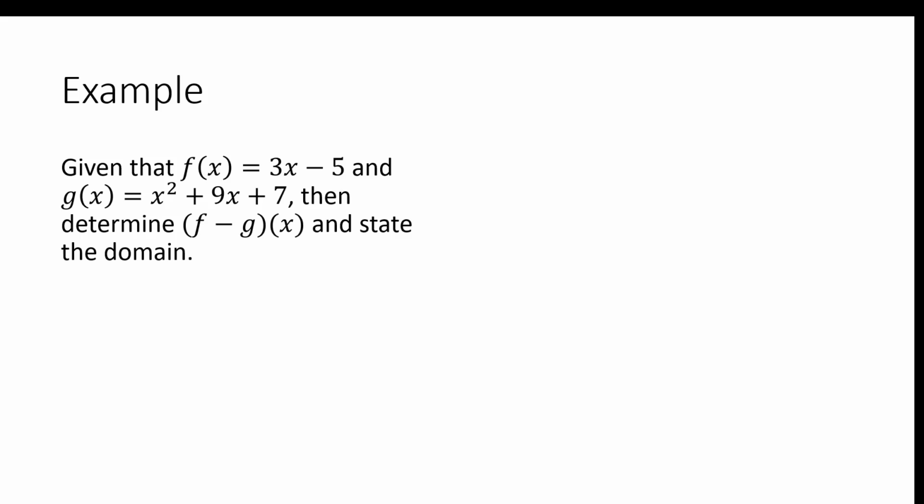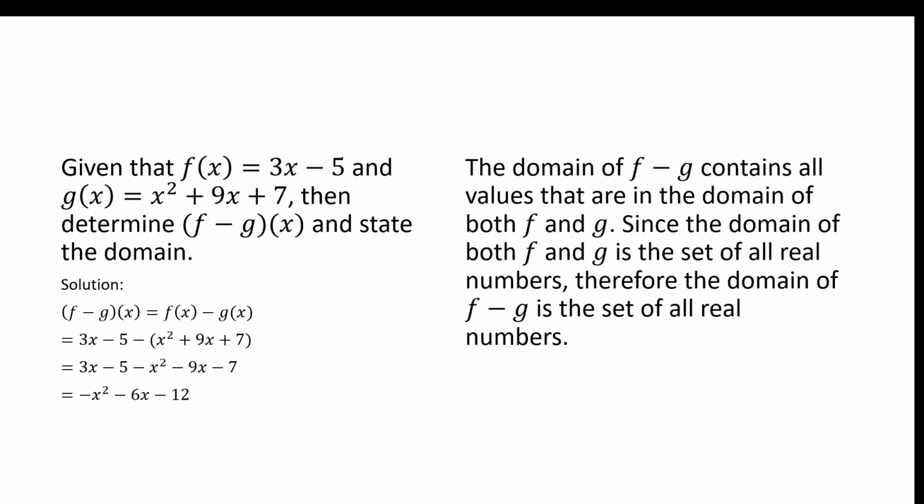Now, if we're shown the two functions there, and these are the same two functions that were shown in our second example in the addition section, we would say, well, simply put, f minus g of x is f of x minus g of x. Now, when we subtract g of x, we make sure to put a bracket around it like we do here, and then we make sure to distribute that minus sign. That's a really important point here. And we get 3x minus 5 minus x squared minus 9x minus 7, which ultimately equals -x squared minus 6x minus 12.